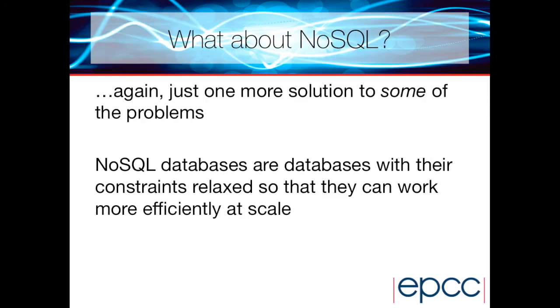And what about NoSQL? Again, this is another silver bullet that a lot of people now think can solve big data problems. Again, this is just one more solution to some of the problems. We'll come on to NoSQL databases in a couple of weeks' time. In summary, these NoSQL databases are databases with some constraints relaxed so that they can work more efficiently at scale. They're new kinds of databases that basically throw away some of the features that you had with traditional relational databases in order that they can work more efficiently at scale.